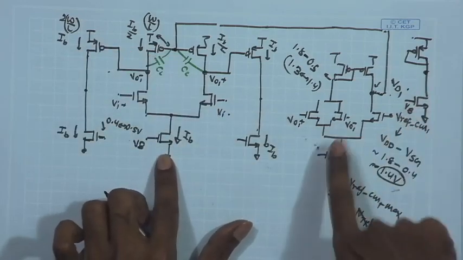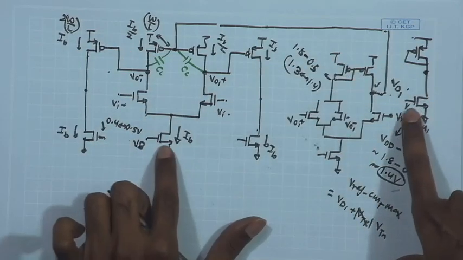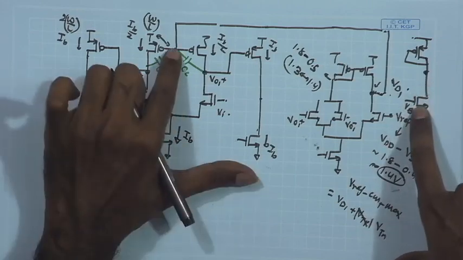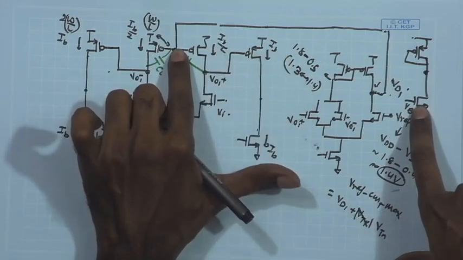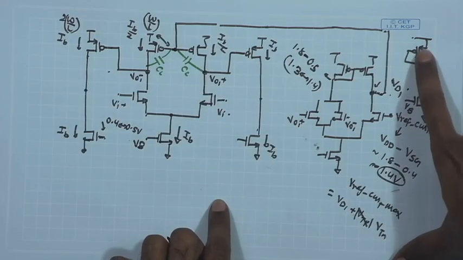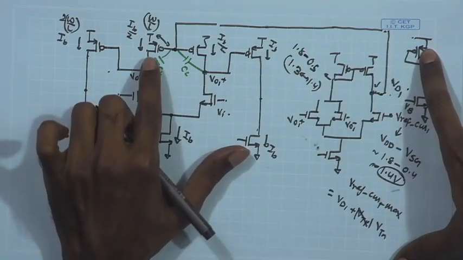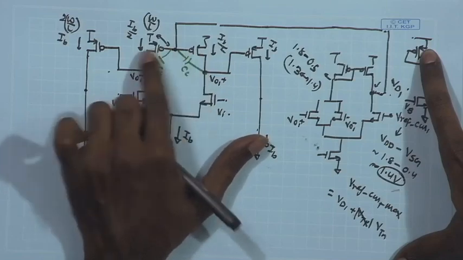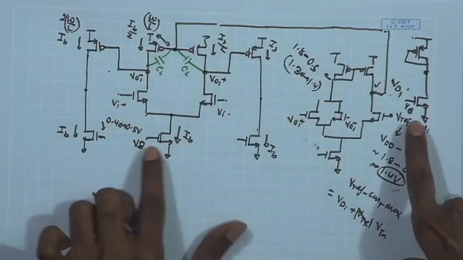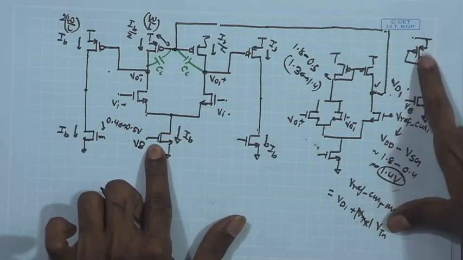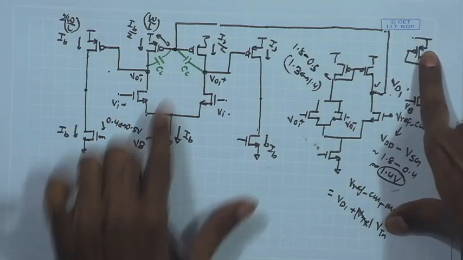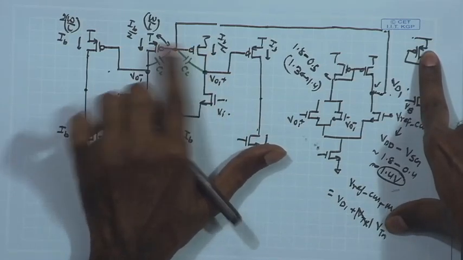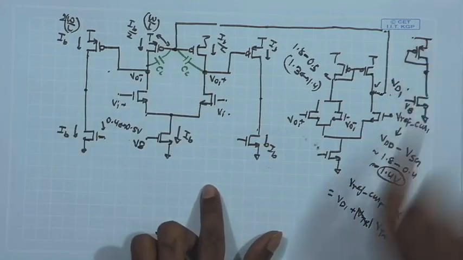So, if you are keeping these two devices same, then in order to get the same VG as this device, I also need to keep the size of this device twice that of the individual device, because these individual devices are carrying IB by 2 each, and if I am keeping these two same, then the diode connected MOSFET over here should be double the size of these individual devices, because this together will be carrying IB.